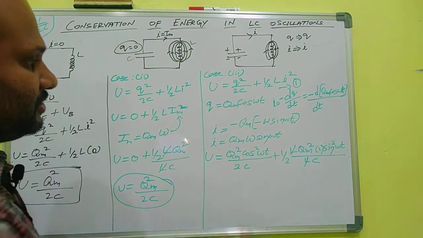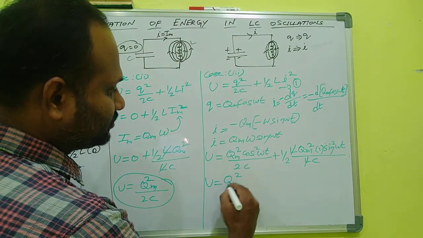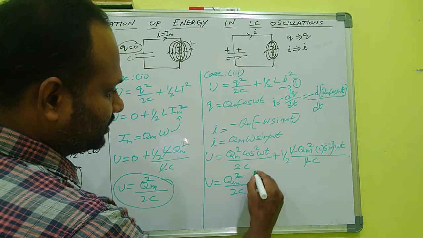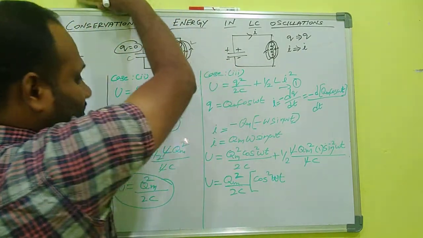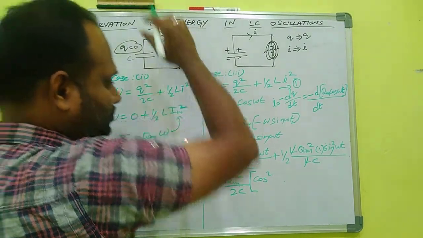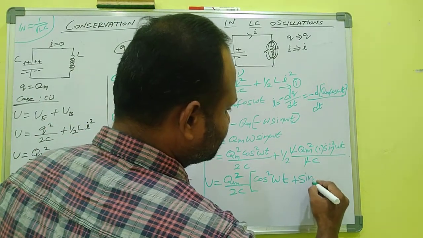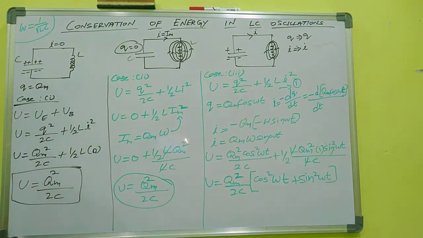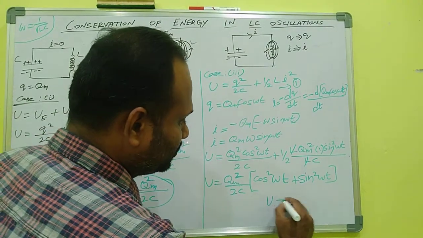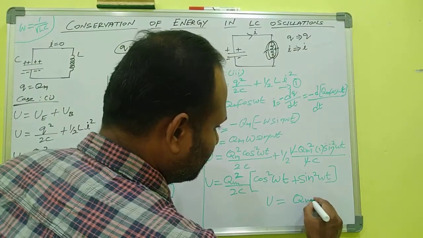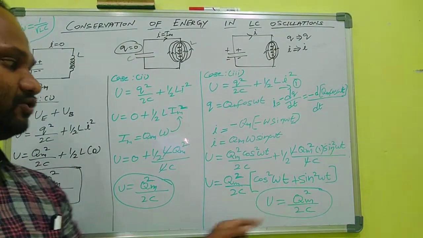So the remaining term: first we should take the common term. The common term here is qm square by 2c, which is taken out. The remaining term is cos square omega t. Cos square omega t plus, with qm square by 2c taken out, the remaining term is sin square omega t. Cos square omega t plus sin square omega t is equal to 1, we know very well. So the final expression becomes u is equal to qm square by 2c.